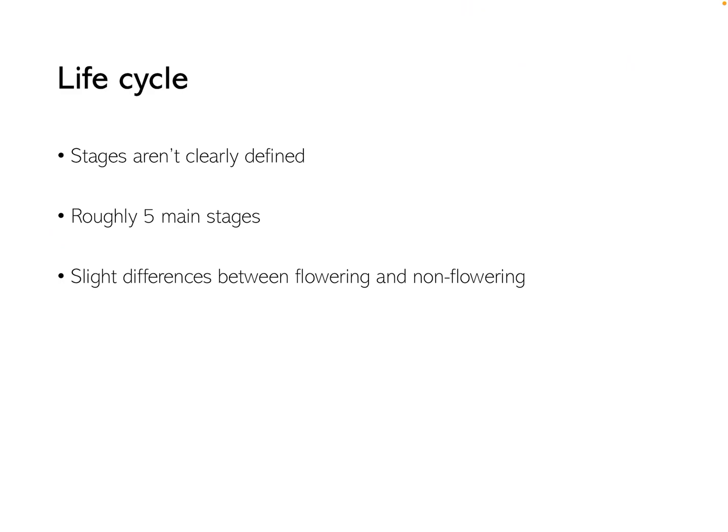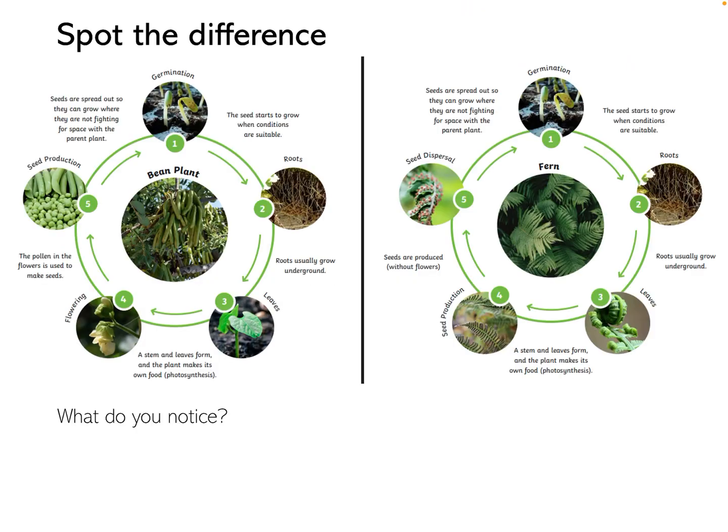So, as I said previously, the stages are not clearly defined. Don't think of them as boxes, think about them as a journey. There are roughly 5 main stages, and as I've said, there are some slight differences between the two. They are very slight. We still go through the same number of stages.